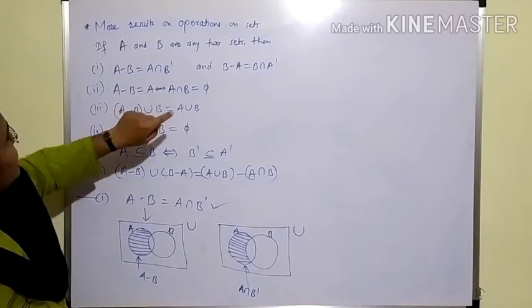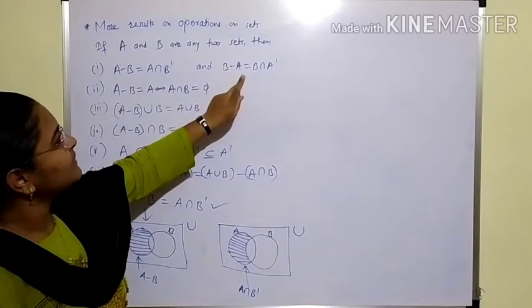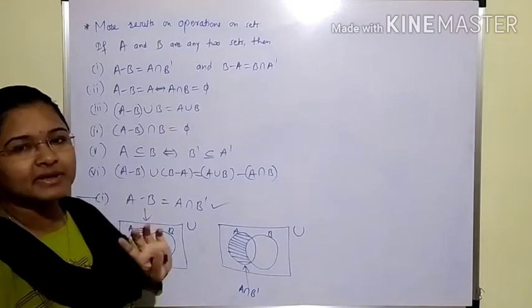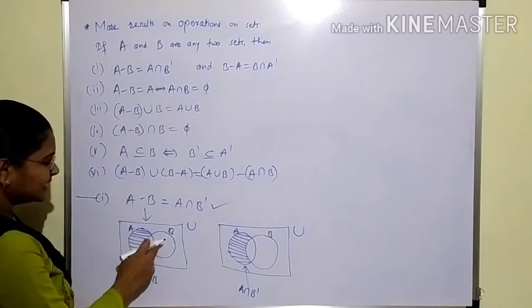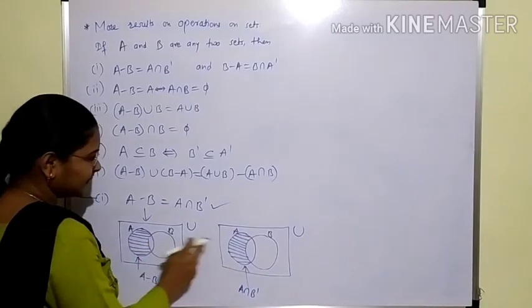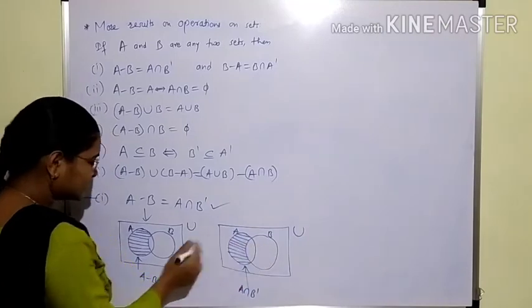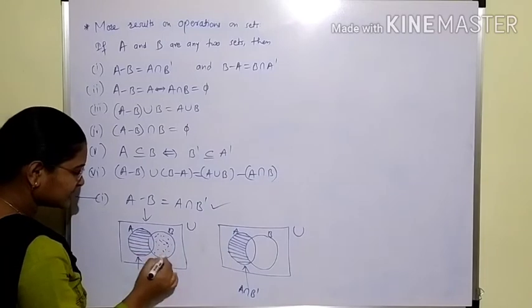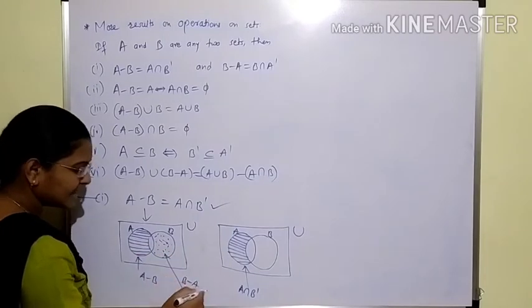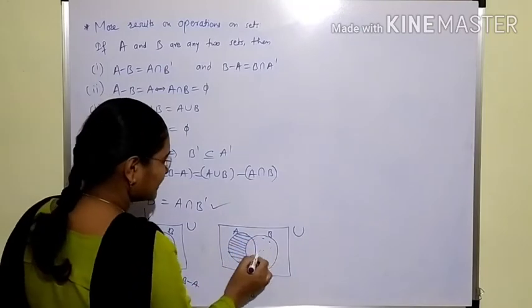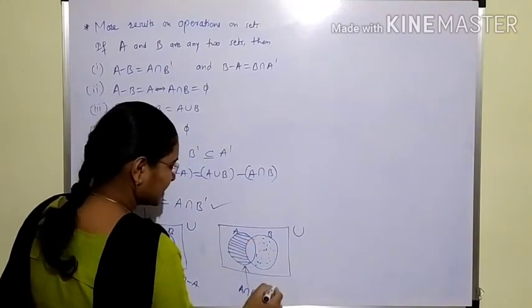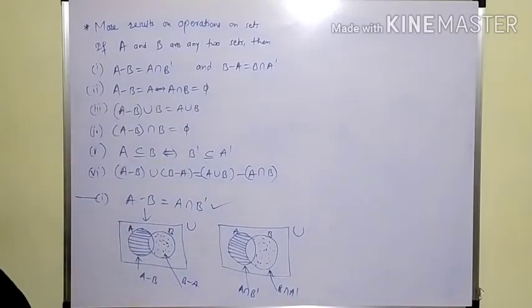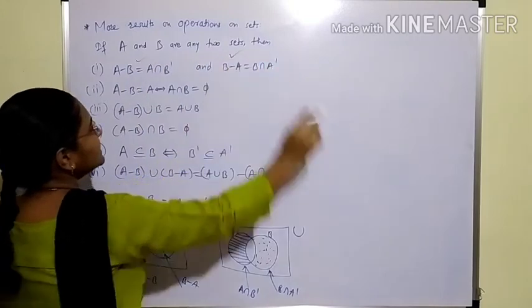Okay, now same process for B minus A. B minus A is a set equal to B intersection A complement. In this case, we will just shade this part of B and here this part of B. Means this shaded part, or dotted part you can say, is B minus A. And this part will be B intersection A complement. Getting? Means these both results are same.